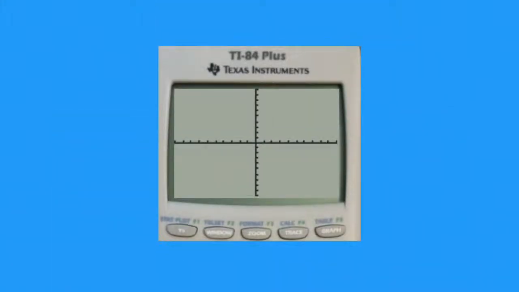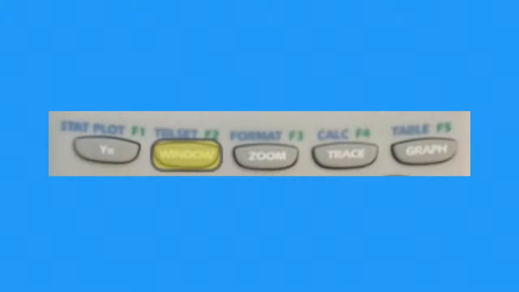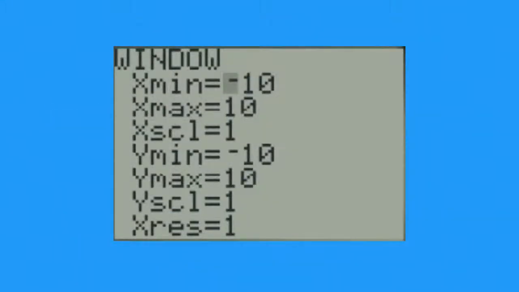Depending on the settings of your calculator, you will more than likely see this, a blank graph. Where did our function go? To find our function, we will need to think about what the absolute value means. We will begin by pressing the window key. We will be changing these standard settings to a more customized one.